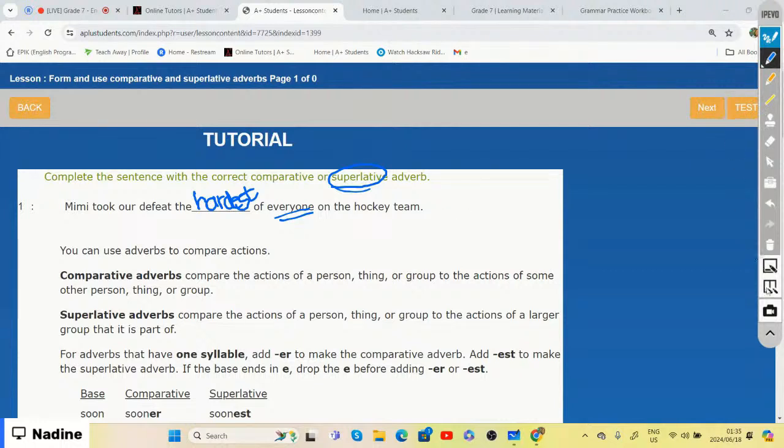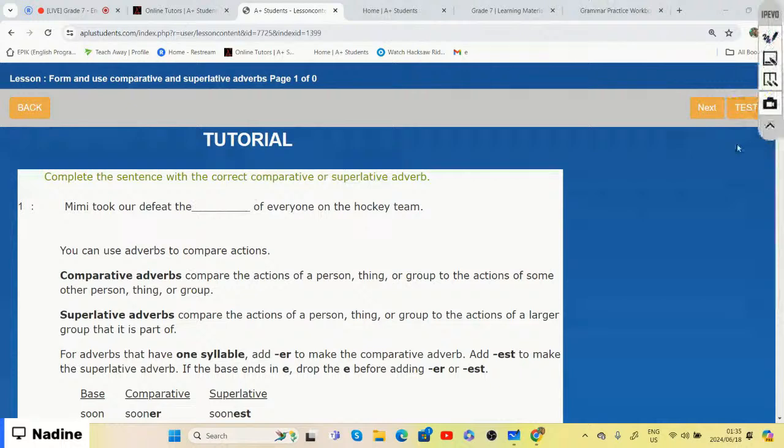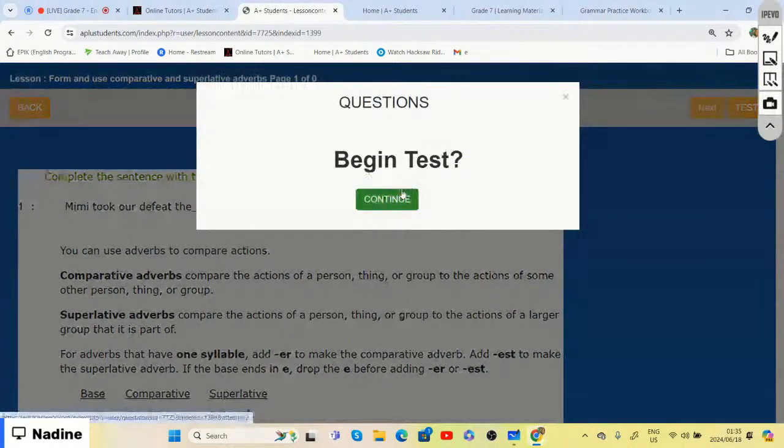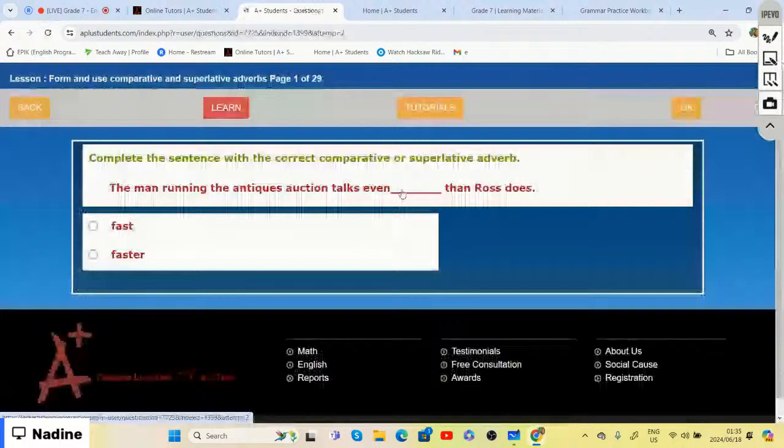All right, so now we're going to our test, right? Where we are to form and use comparative and superlative adverbs. So we need to complete the sentence with the correct comparative or superlative adverbs, right?